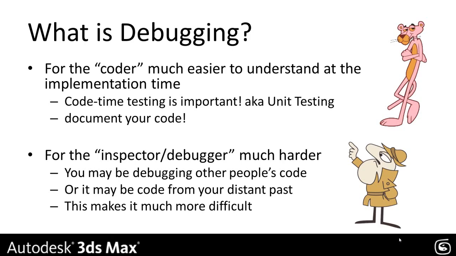So oftentimes when code is written, it works fine, and then 3ds Max changes versions, and then someone has to come back and debug a problem. So when you're the inspector or the debugger, it's much, much harder. You're probably debugging other people's code, but if it's your own code, it could be from your distant past. So it just is really, really challenging as time goes on. So it reinforces item number 1. Just try and make everyone's life easier by unit testing and documenting your code.